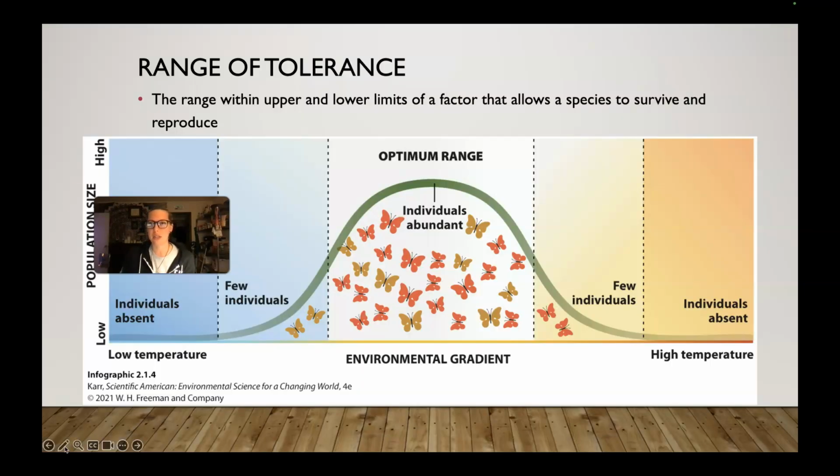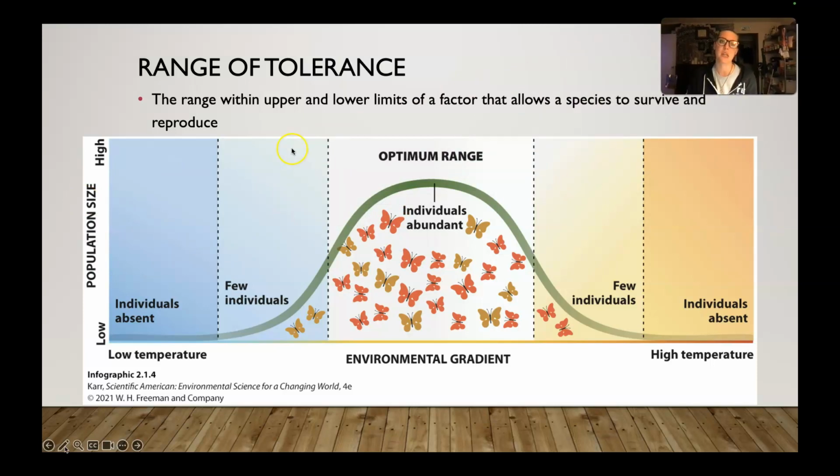Next idea I want to address is that of the range of tolerance. A range of tolerance simply means that there is a specific range, between upper and lower limits of a factor, that allows a species to survive and reproduce, right? So the environmental gradient in this case on the x-axis is temperature. You could replace that with anything, like various nutrients or moisture or whatever. Redwood trees really only grow along the coast of California. Otherwise, you have other types of trees, because they need to live within this certain moisture space.